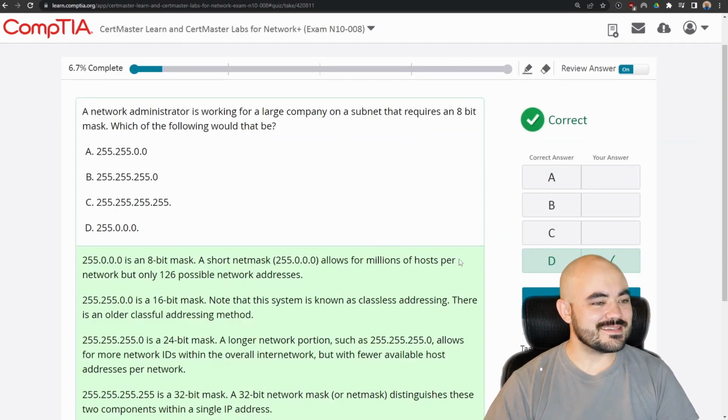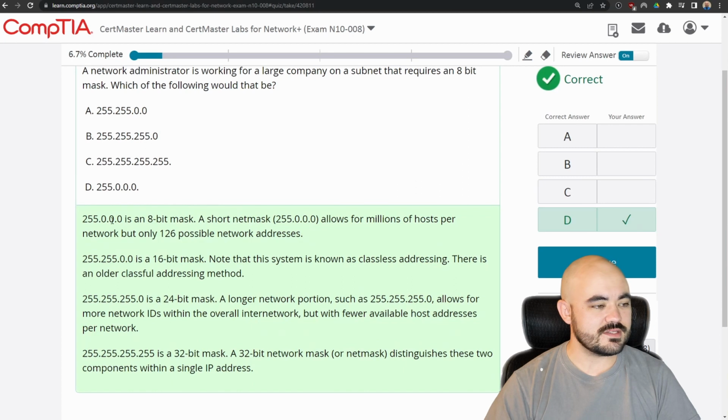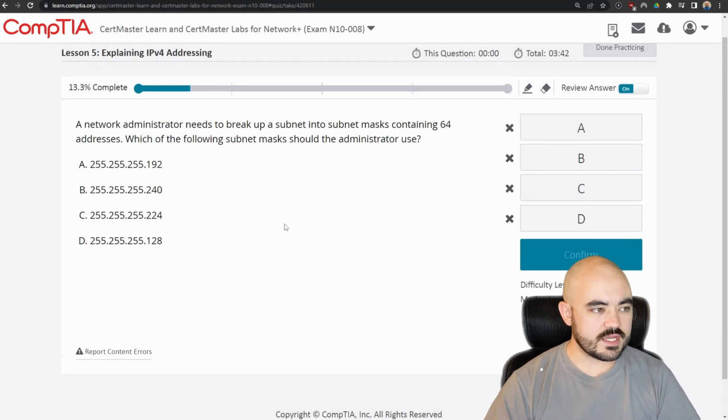All right, we got it right. Letter D is the answer. It turns out we do get to review the answers. So 255.0.0.0 is an 8-bit mask. A short net mask allows for millions of hosts per network, but only 126 possible network addresses. Next question. A network administrator needs to break up a subnet into subnet masks containing 64 addresses. Which of the following subnet masks should the administrator use?